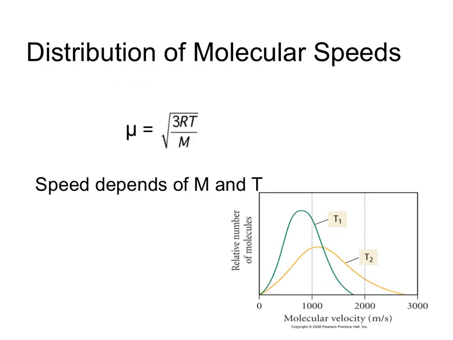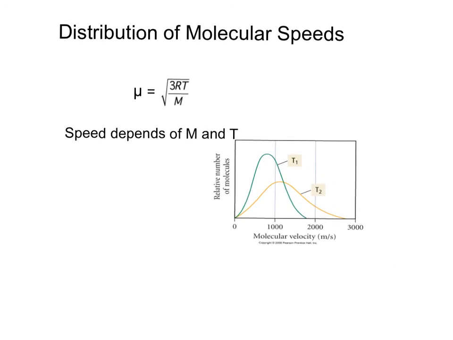All right, the next one is the distribution of molecular speeds with regard to temperature. So it's the same equation, and now we're just looking at the fact that the speed is going to be inversely proportional to the molar mass, but directly proportional to the temperature. Of course, it's the square root, but we don't care about that. All right, so same idea here.